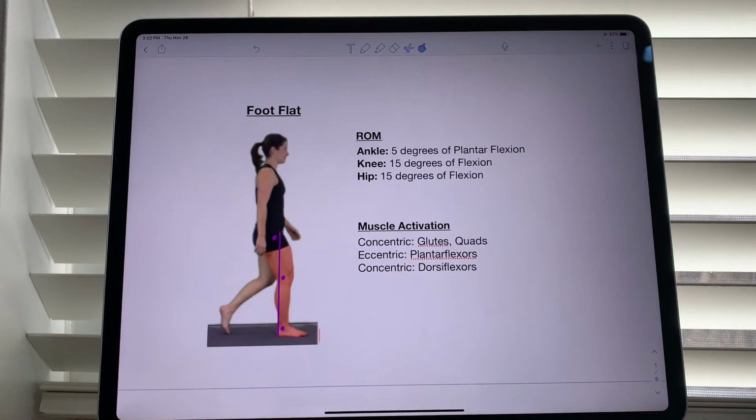At foot flat, the line of gravity will be anterior to the hip and posterior to the knee and ankle. The ankle range of motion is going to be 5 degrees of plantar flexion, 15 degrees of knee flexion, and 15 degrees of hip flexion.